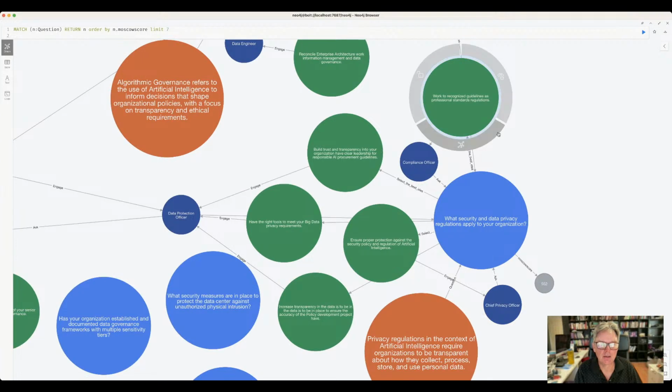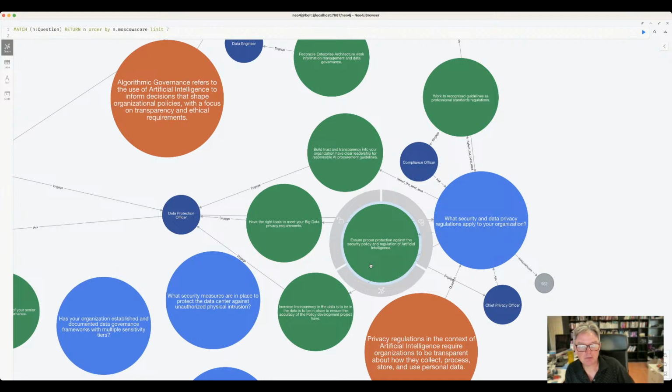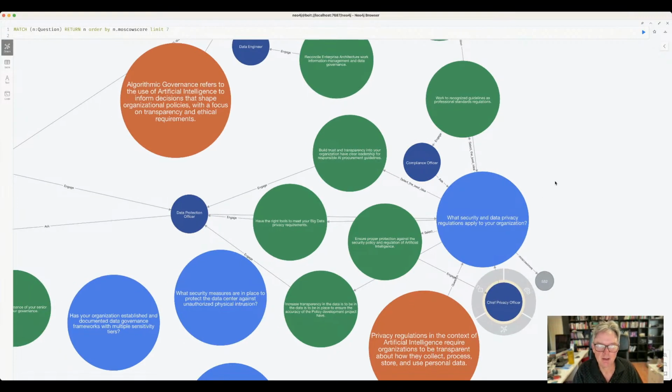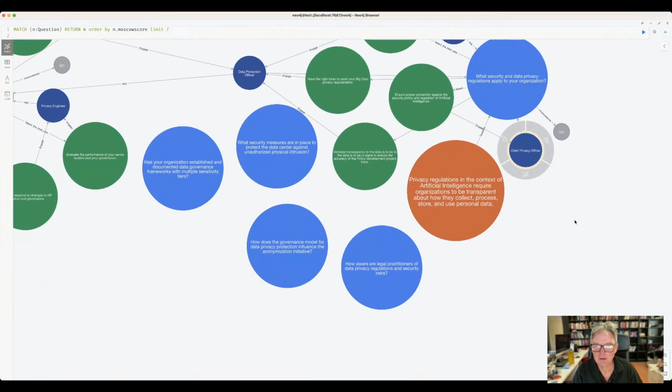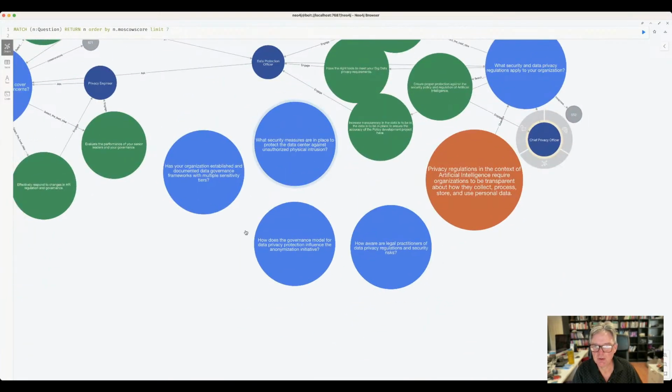Work to recognize guidelines as professional standards and regulations. Have the right tools to meet your big data privacy requirements. Ensure proper protection against the security policy and regulation of artificial intelligence. Make sure that that's all in place. Talk to these people about that, about what security and data privacy regulations apply to our organization, and have legal involved there as well, and let them do some digging and read up on what's currently going on. We have those 4 questions to go with.